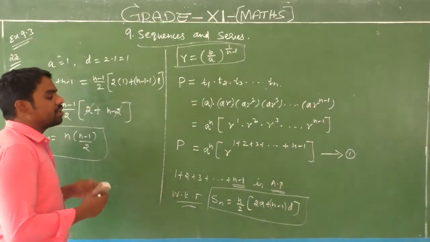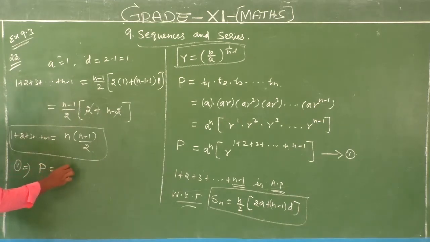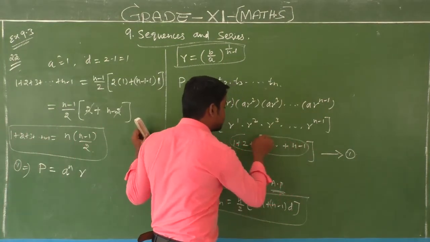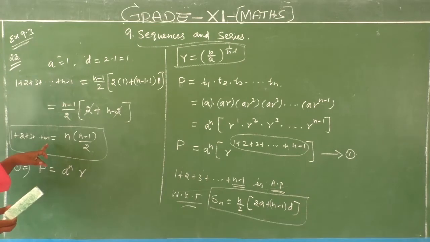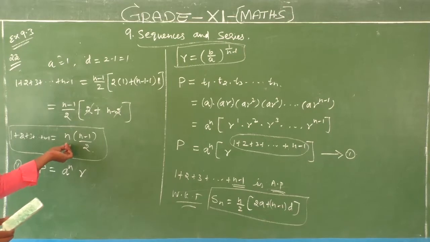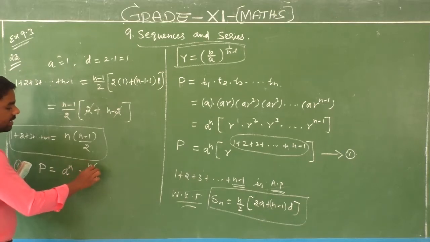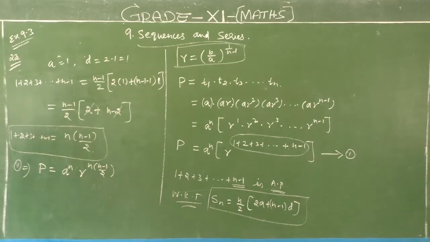Substitute this value in equation number 1. From equation number 1, P is equal to A power n into R power (1 plus 2 plus 3 and so on, plus n minus 1). We know that 1 plus 2 plus 3 and so on, plus n minus 1, has the value n(n-1)/2. So apply this value: A power n into R power n(n-1)/2. Okay, right.